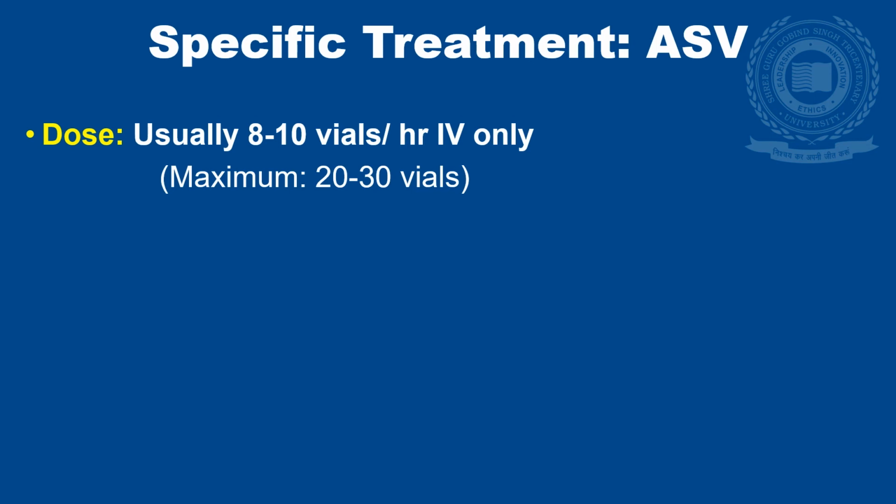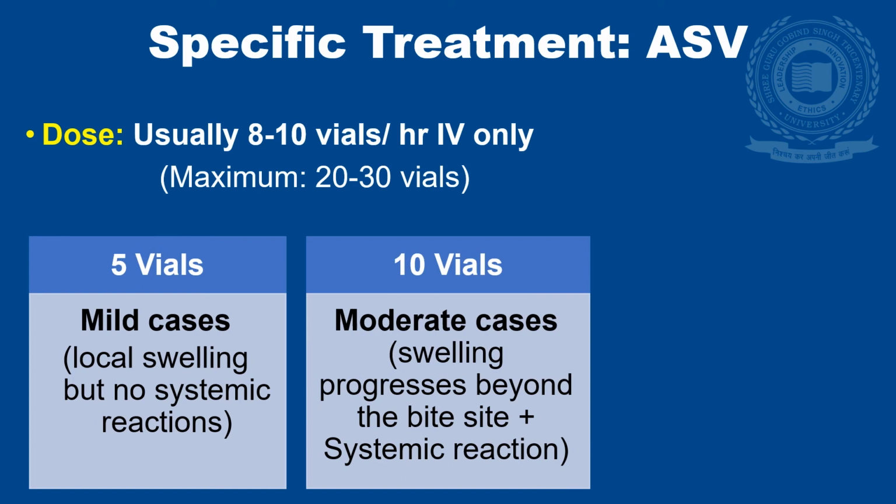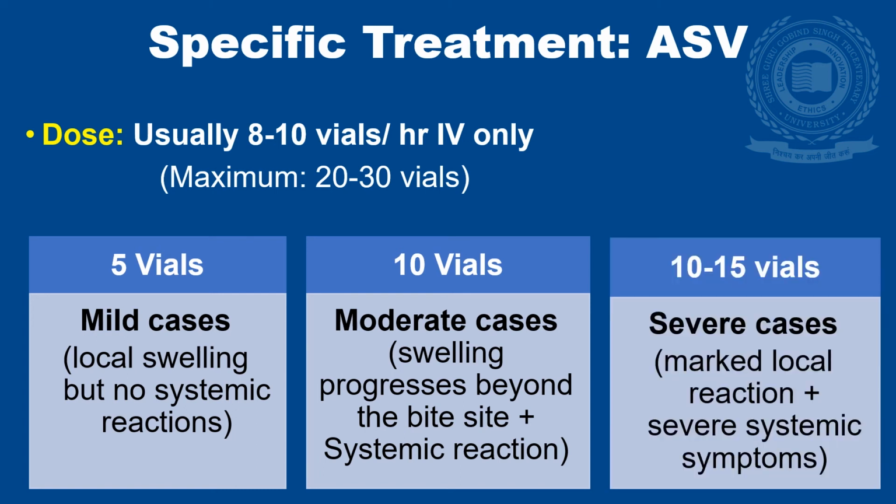It is available in all the primary health centers in our country, so it can be given in a village setup also, at the village primary health center. Usually 5 vials are given in mild cases. What are mild cases? Mild cases have local swelling but no systemic reactions. 10 vials are used in moderate cases. Moderate cases are where swelling progresses beyond the bite site plus there is systemic reaction. And we can use 10 to 15 vials in severe cases, where we have marked local reaction plus severe systemic symptoms.